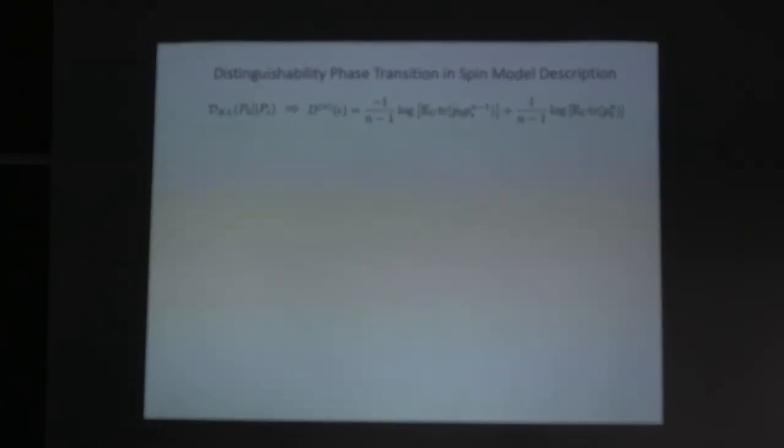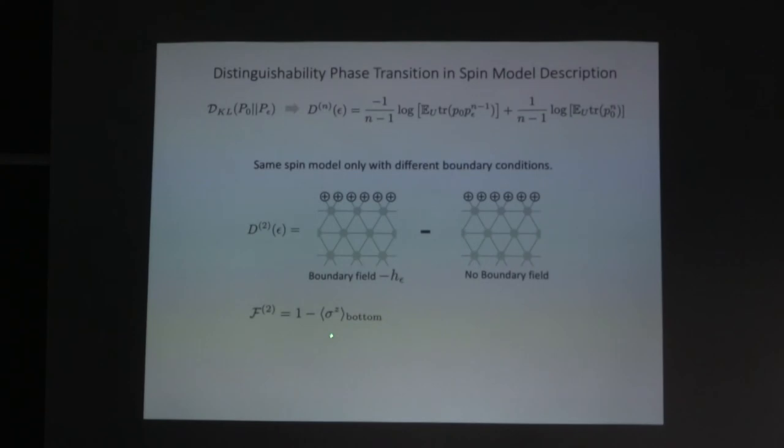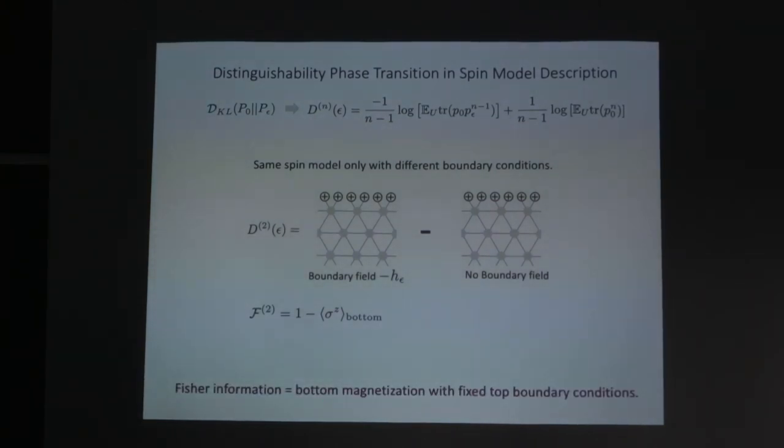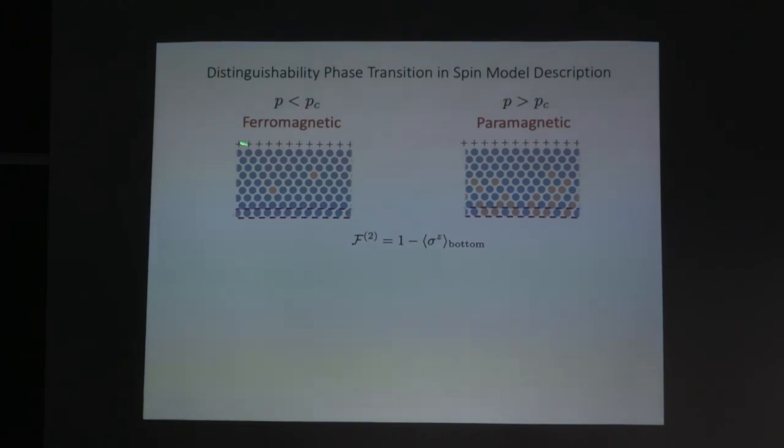We can repeat the same game, basically rewriting using the replica trick and mapping to the spin model. And then we can show that the Fisher information is equal to 1 minus the boundary magnetization at the bottom, when the top boundary condition is pinned to the positive. So the Fisher information is set by the bottom magnetization. When P is less than PC, in the ferromagnetic phase, the top boundary is pinned to plus, so we have a large magnetization, so the Fisher information is small. But in the paramagnetic phase, you have up and down randomly, so the magnetization is 0, so the Fisher information is maximum. And you have a phase transition. This is an exact magnetic phase transition.